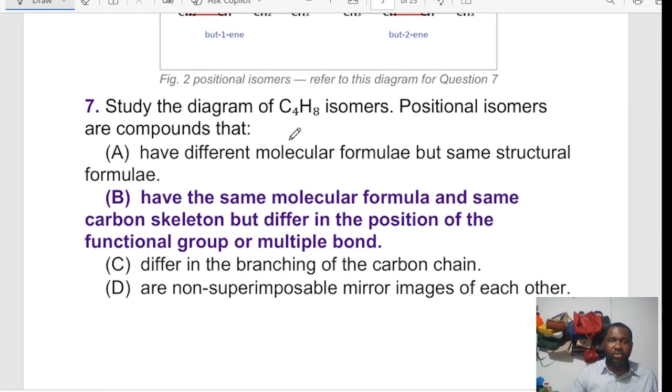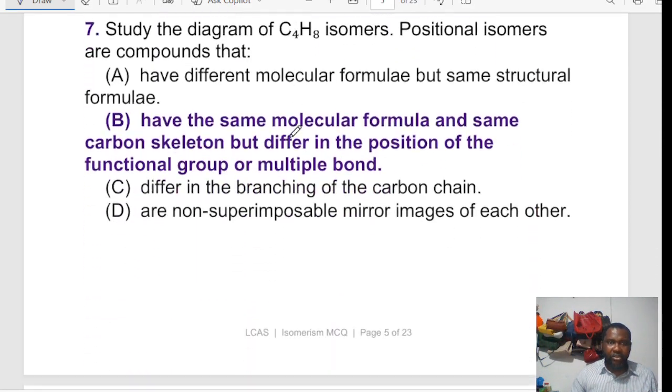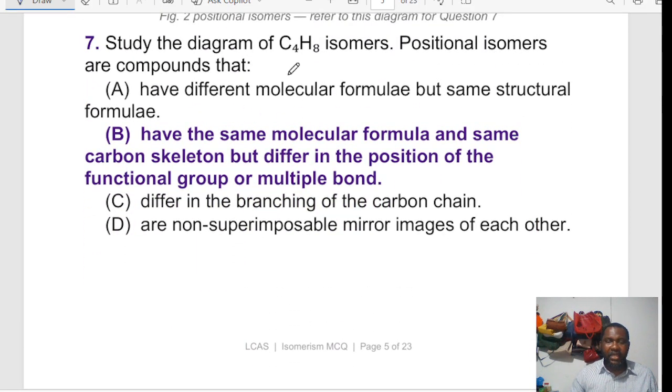So that leads us to the seventh question here. It says, study the diagram C4H8, that's alkene. This is a butene because 2 times 4 is 8, so that's an alkene. Positional isomers are compounds that A, have different molecular formula but the same structural formula. No. B, have the same molecular formula and the same carbon skeleton but differ in their position of the functional group or multiple bond, which is the correct answer.